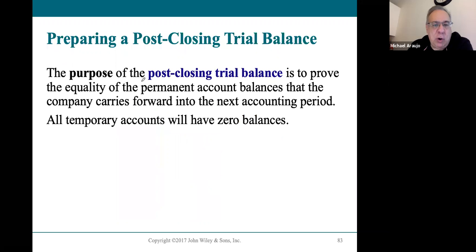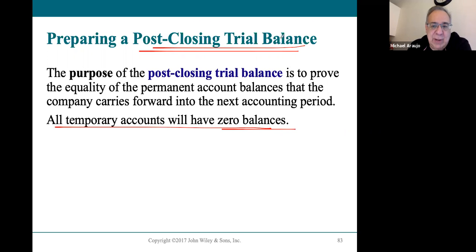Once you do that, all of the revenue and expense accounts and the dividends account will be closed. So they actually do one more trial balance, which I'm not going to force you to do, which is called the post-closing trial balance. All that will be left on that trial balance are the asset, liability, and stockholders' equity accounts. Dividends will be zero, revenue will be zero, all your expenses will be zero. Why? Because you just zeroed them out. Again, all temporary accounts will have zero balances here because you already did all the work.